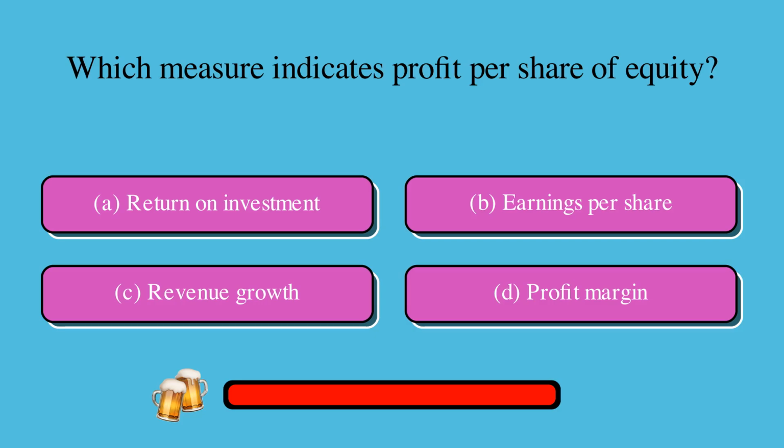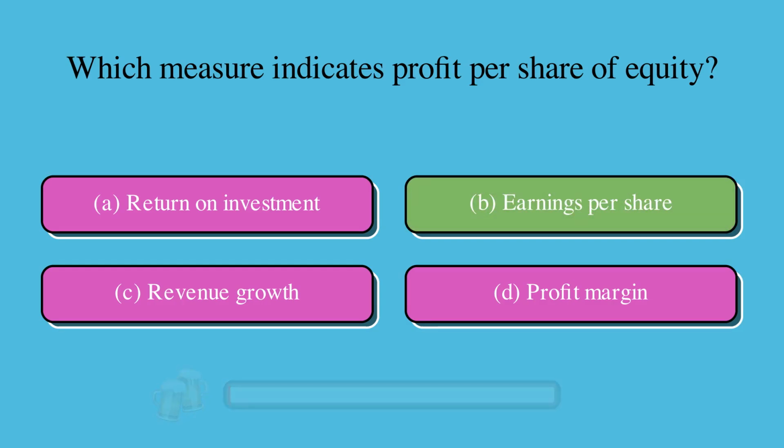Which measure indicates profit per share of equity? Is it A, return on investment, B, earnings per share, C, revenue growth, or D, profit margin? The correct answer is B, earnings per share.